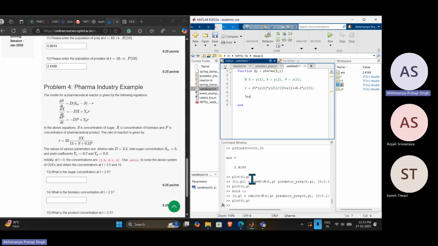Now we go to the equations. Let us also, we need to also have these constants. So D is 2.5, S in is 5, Yx is 0.7, Yp is 0.3.